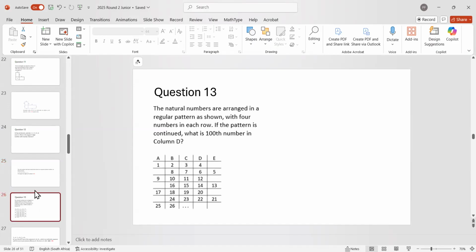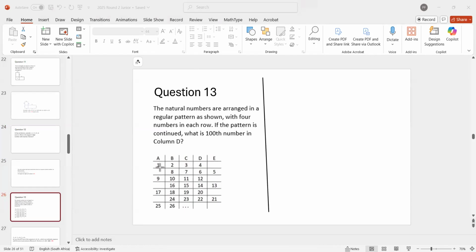Question 13 says here that the natural numbers are arranged in a regular pattern as shown. So you can see the pattern there. You're counting 1, 2, 3, 4, and then you go across like this, 5, 6, 7, 8. You go across like that, 9, 10, 11, 12, and then you come down, 12, and then you go across 13 and so on. Now they want to know, if the pattern is continued, what is the 100th number in column D?